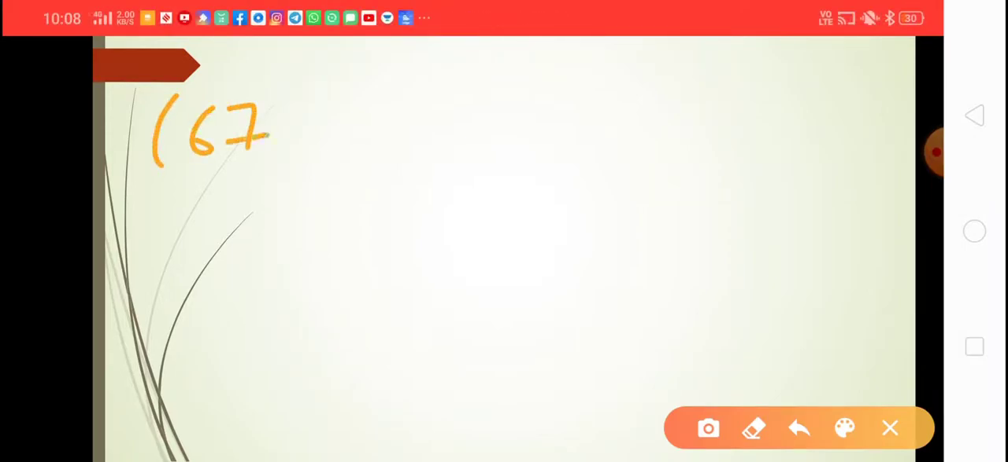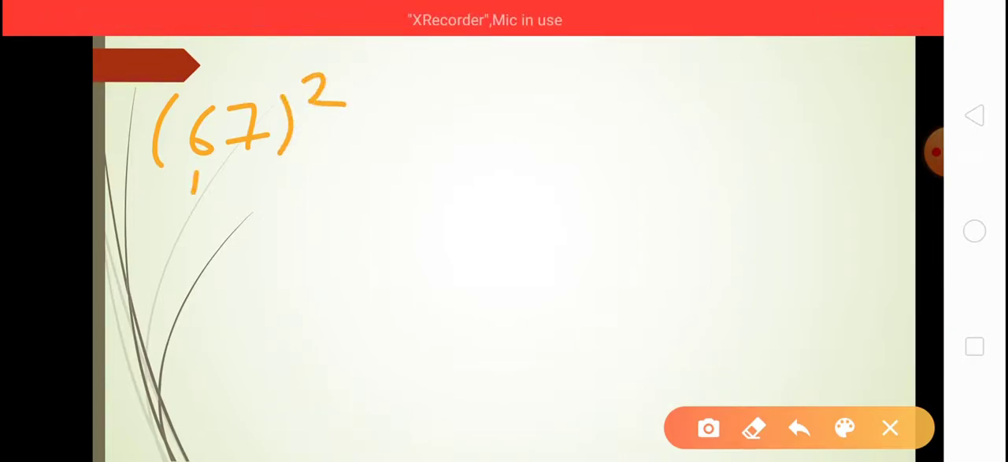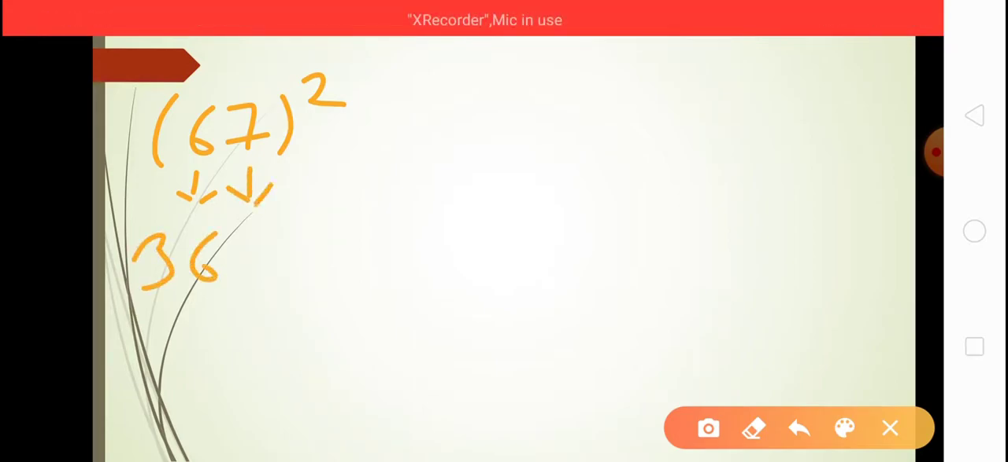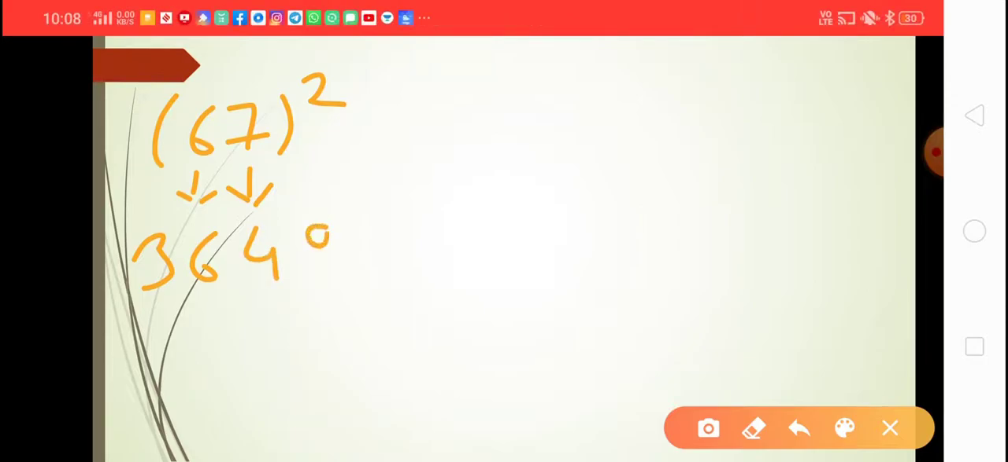The given number is 67. We have to calculate the square of 67. First of all we have to write the square of 6, that is 36. Then after we have to write the square of 7, that is 49. This is the first step.